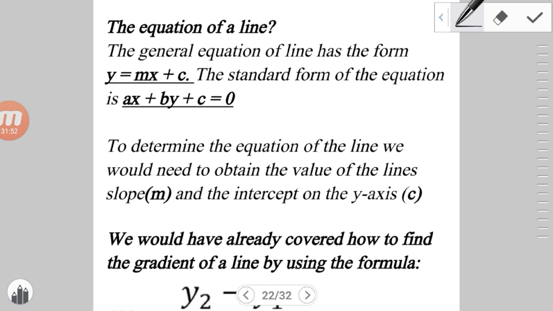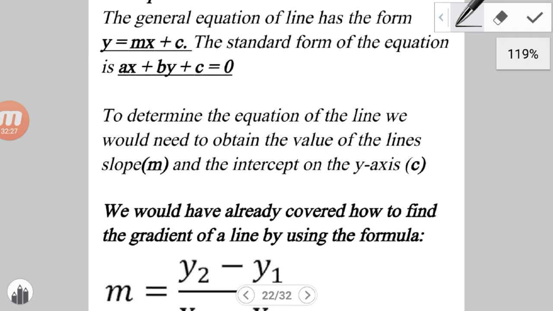Now, there is also a standard form of the equation, which is written as ax plus by plus c equals 0. So occasionally, depending on the structure, depending on the objective of the question, they may say write the equation of the line in the form y equal mx plus c, or write the equation of the line in the form ax plus by plus c equal 0. I have questions in this tutorial that show you how to do both, so stay tuned for that.